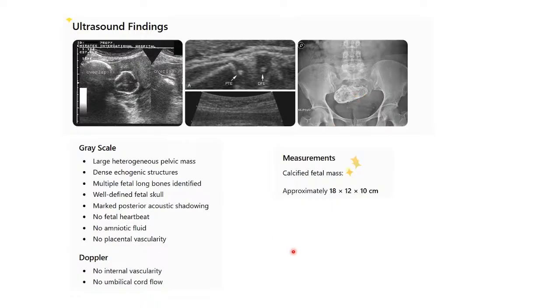So a grayscale heterogeneous pelvic mass was noted, with dense echogenic structures, multiple fetal long bones identified, a well-defined fetal skull, and marked posterior acoustic shadowing. No fetal heartbeat was determined, no amniotic fluid, no placental vascularity was noted. Doppler: no internal vascularity, no umbilical cord flow. So the measurements: calcified fetal mass approximately 18 by 12 by 10 centimeters.